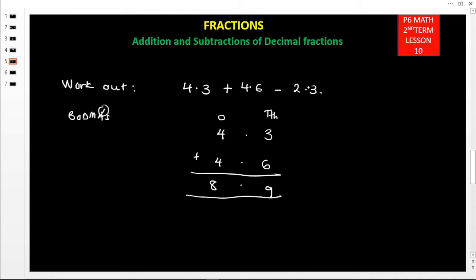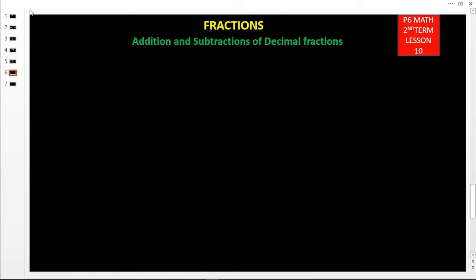So after adding, we are now going to subtract. So 8.9, so this 8 is under ones and this 9 is under tenths. So we are now bringing in 2.3. So 2 is under ones, so 2 point, now our 3 under tenths. Then we are subtracting. So 9 take away 3, we remain with a 6. Then 8 take away 2, we remain with a 6. Therefore our answer becomes 6.6.